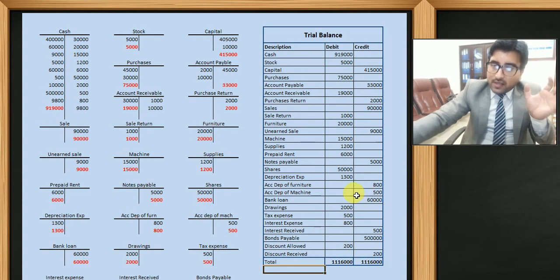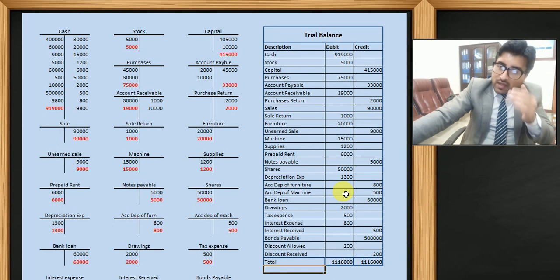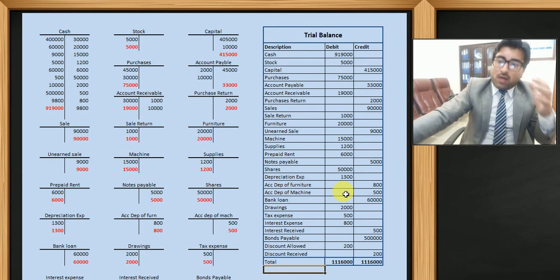So I hope you have learned. In the first step, we record the general journal, and then we post all transactions into their respective ledger accounts. In the final step, we make the trial balance, to check whether the total debit balances are equal to the credit balances or not. If they are equal, it means there is no mistake. If they are not equal, it means there is some problem. So I hope you have learned.